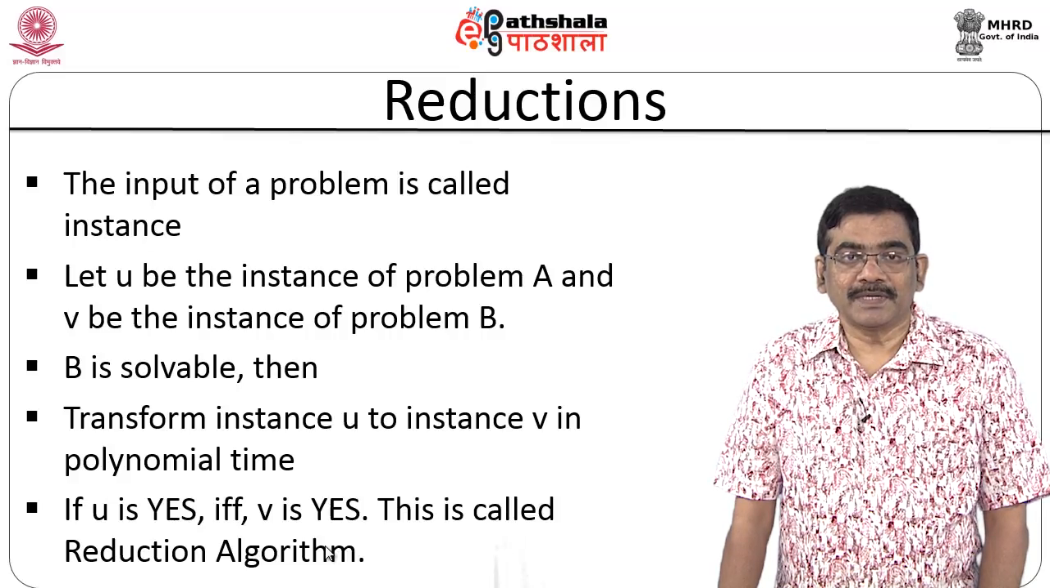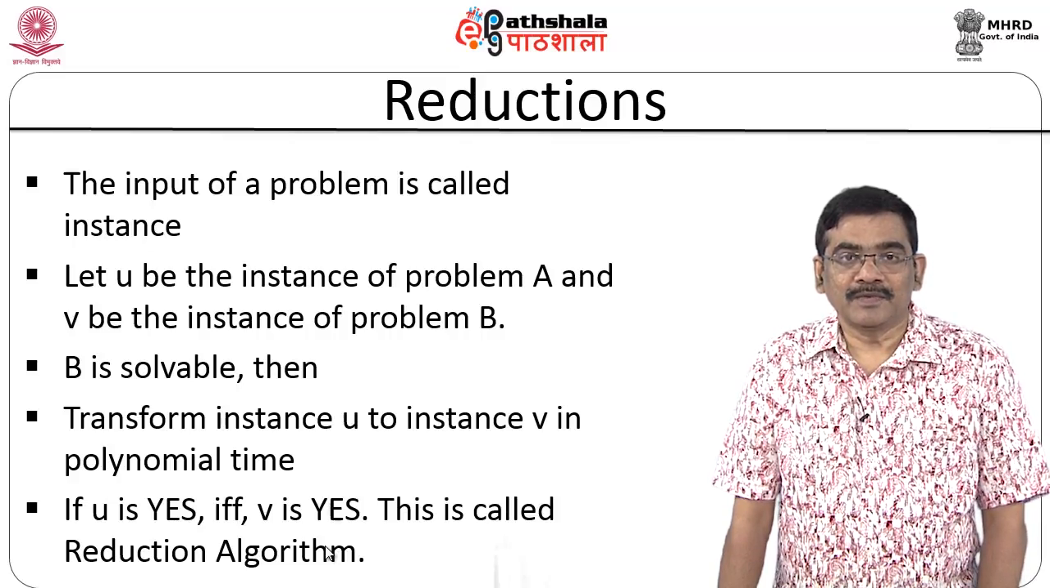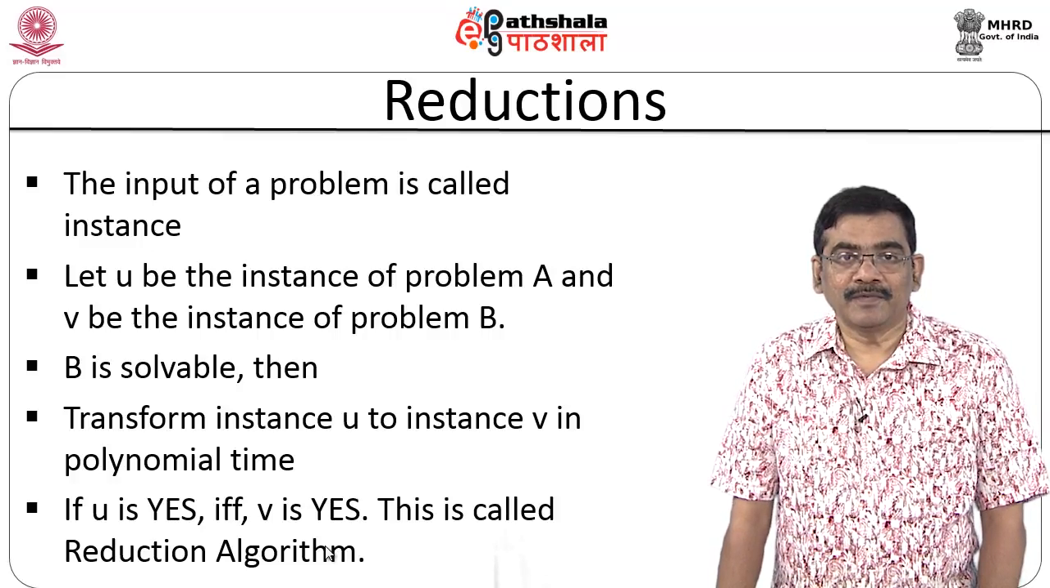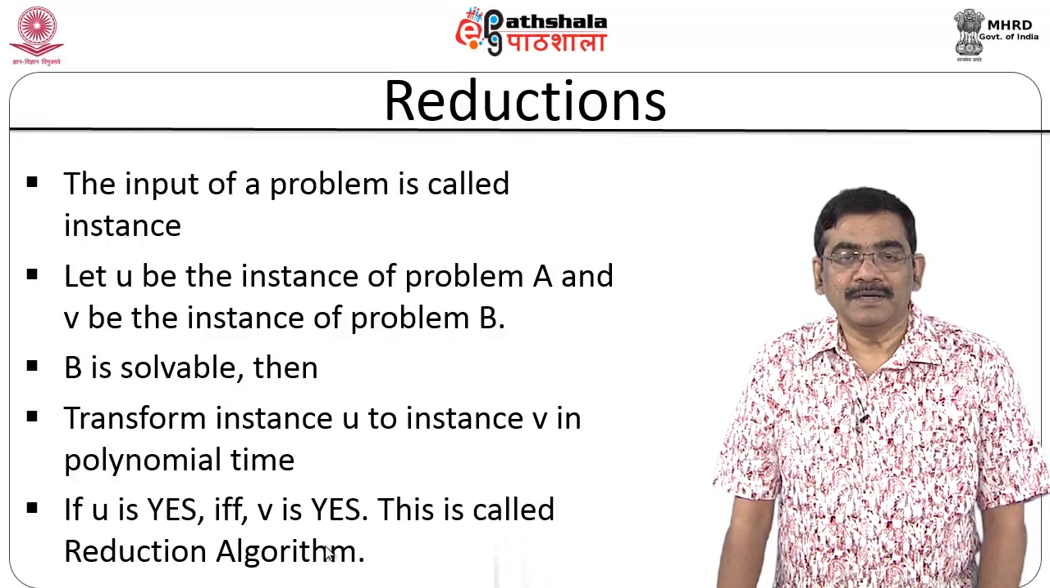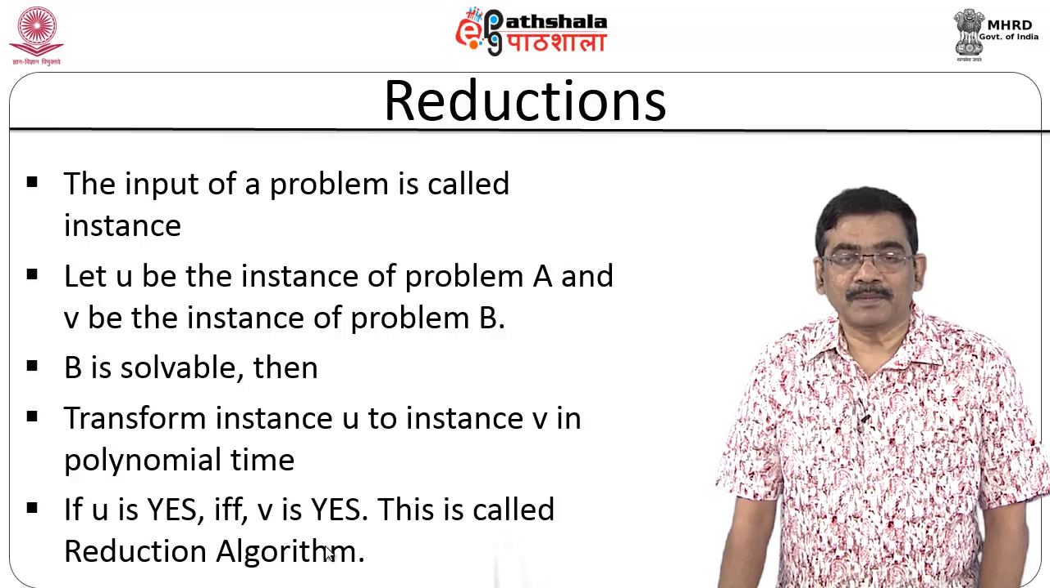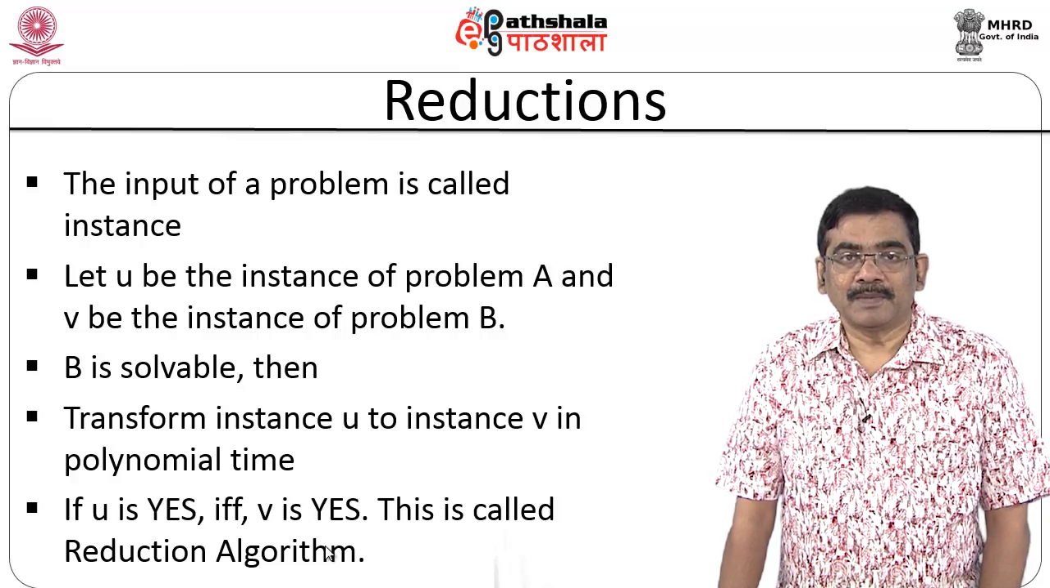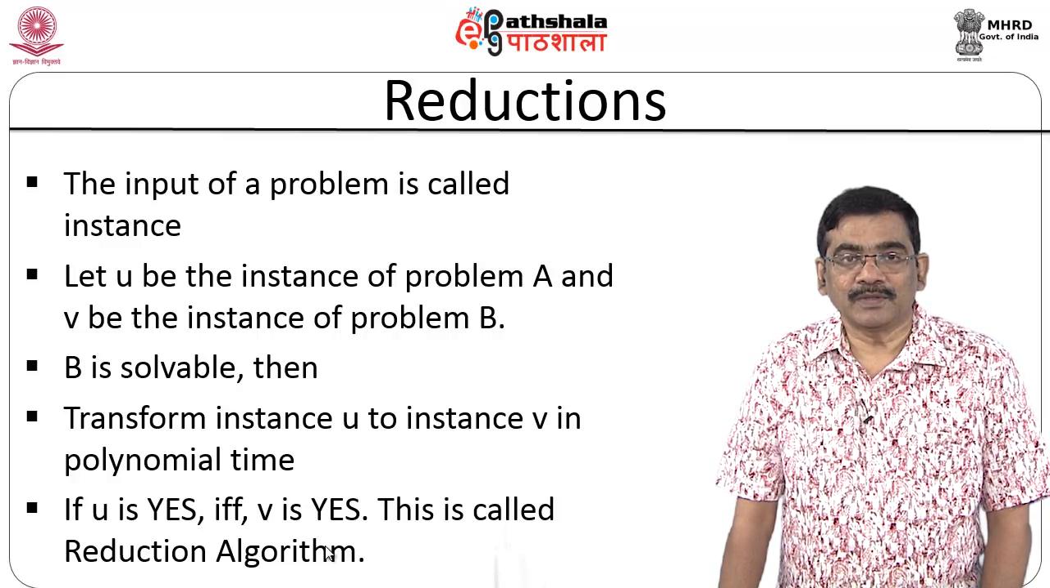One is Turing reduction, where we have two problems A and B, and we have a problem for which a solution is available. So, in Turing reduction we are just transforming the problem A to another problem which has got a solution. Then after getting the solution we transform the solution back to the original problem. That is called Turing reduction.